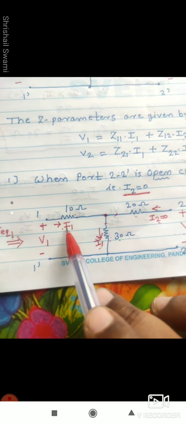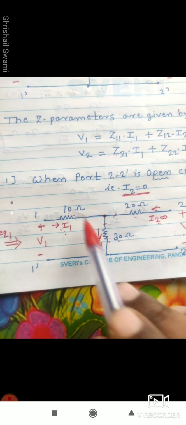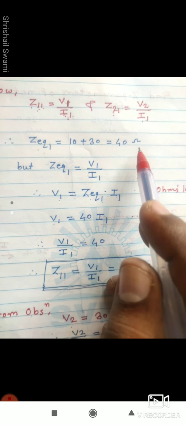Ohm. Only I1 is flowing through 10 as well as 30. So 10 and 30 are connected now, series or parallel, as same current is flowing through this. So these two are connected in series. So 10 plus 30. So Z equivalent 1 is given as 10 plus 30, that is equal to 40 ohm.